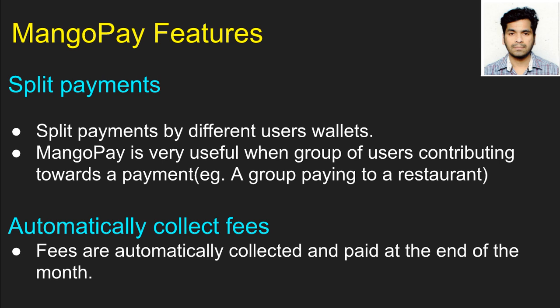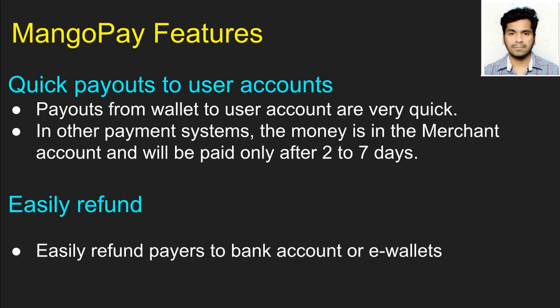MangoPay's payouts are very quick. If you take any other payment system, the money is in the merchant account. Merchant account is a temporary account maintained in the other payment system, and this is where the money is held, and the money will be paid to the customer only after 2 to 7 days in the other payment system. But in MangoPay, the payout is relatively very quick. It happens in a maximum of 2 hours.